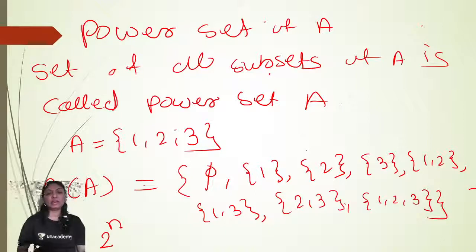You can check it here. n is equal to 3, and 2 raised to 3 is 8. So you will get the power set of A with 8 elements: 1, 2, 3, 4, 5, 6, 7, 8. So the total number of elements in the power set of A is 2 raised to n. Okay? Now next we'll move forward.